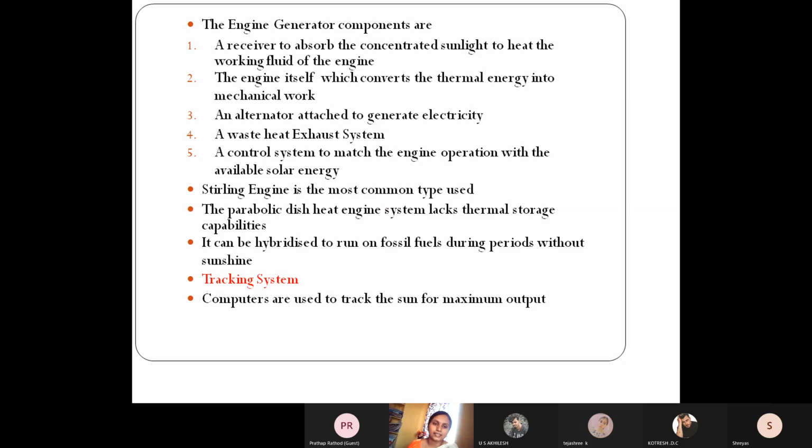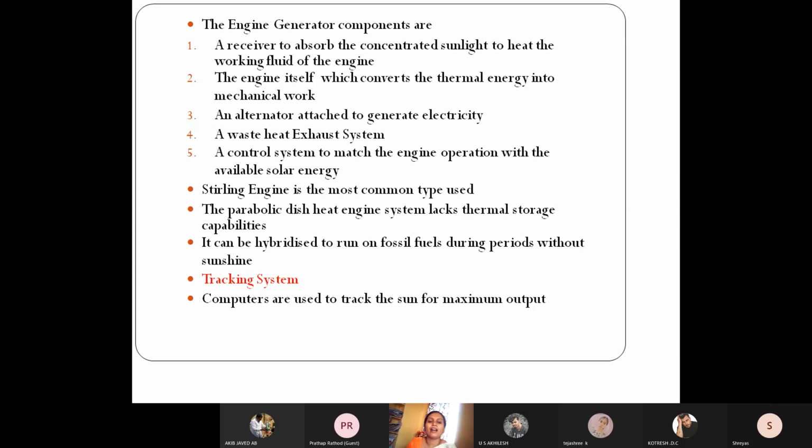And next, the alternator. Why do we require an alternator? To generate electricity. First, the receiver. Why do we need a receiver? To absorb the sunlight to heat the working fluid of the engine. Next, what does the engine do? The engine converts the thermal energy to mechanical work. And what does the alternator do? It produces electricity. A waste heat exhaust system is also used here.